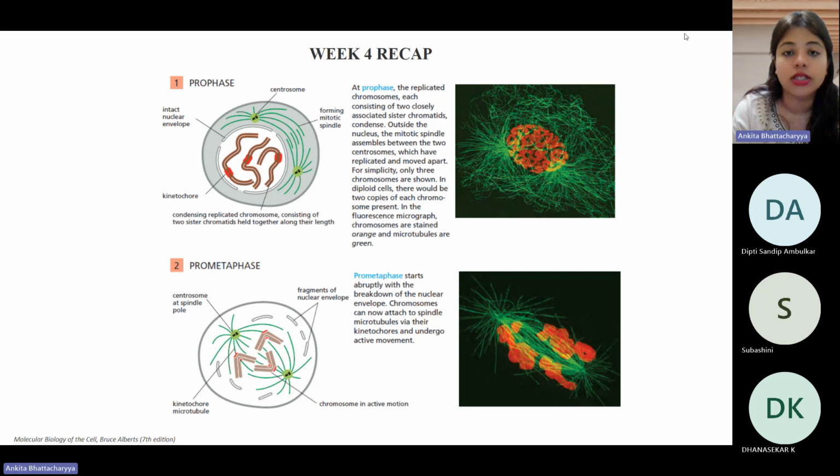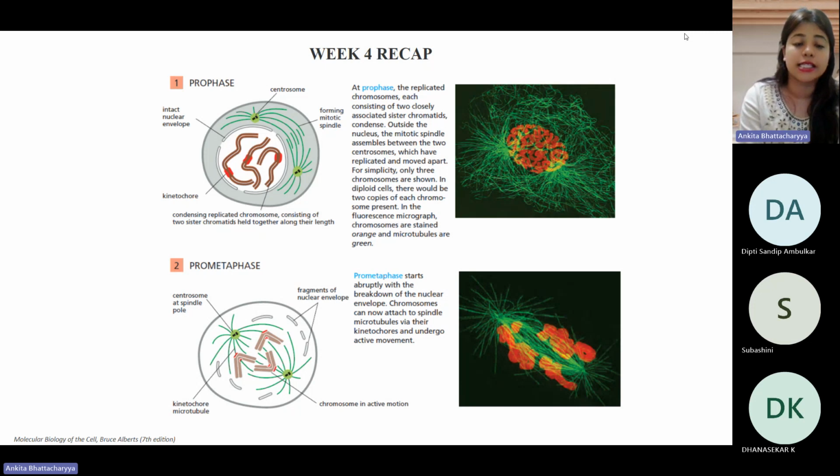Coming back to the legend, it says that outside the nucleus, the mitotic spindle assembles between the two centrosomes, which have replicated and moved apart. Very vaguely you would be able to see that in the immunofluorescence image as well, that there are two distinct points that have intense green signal, representative of the two centrosomes from where the mitotic spindle has started to form. It is not very extensively organized, but it is present. Also on the schematic, only three chromosomes have been shown. That is only for simplicity, but for each organism, depending upon the number of chromosomes, it will vary.